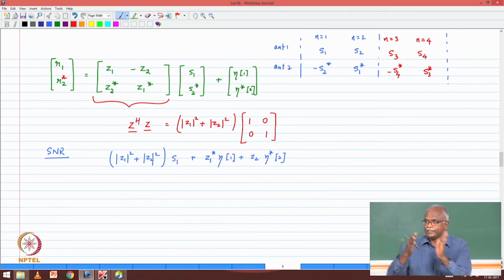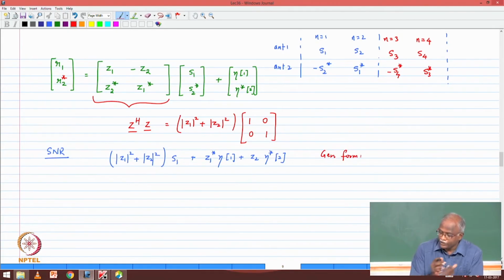So you would detect two symbols at a time and basically get the benefit of diversity. It is not a symbol by symbol detection, but it is two symbols at a time. But basically every time you want to detect a symbol, your equation is of this form. This is the general form of the equation. So there is a signal term which is mod Z1 squared plus mod Z2 squared. Then there's Z1 conjugate times a noise term, Z2 conjugate times a noise term, and I want to now understand what is the signal component.